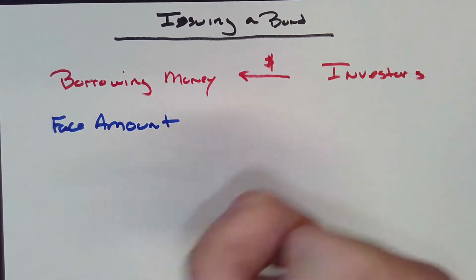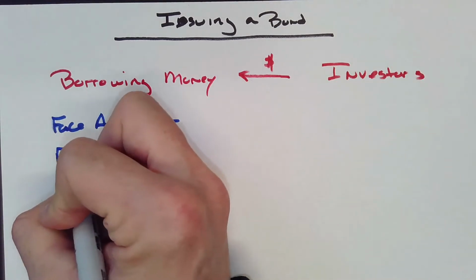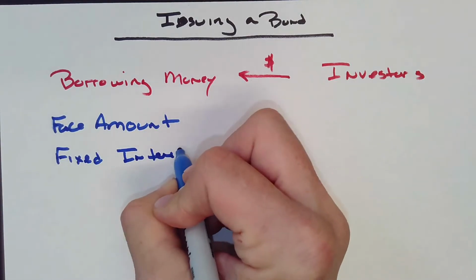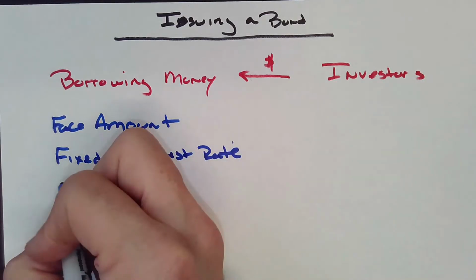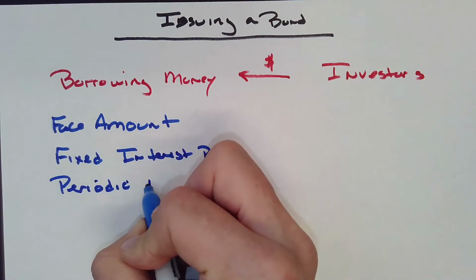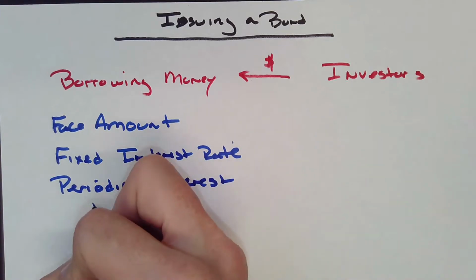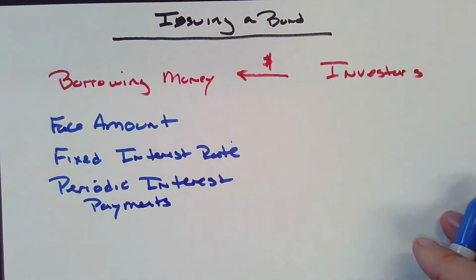what is, and we'll say in this case, a fixed, it could be a variable interest rate, but a fixed interest rate. Are there periodic interest payments? And probably a maturity date.